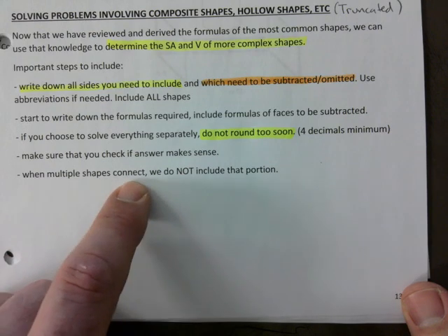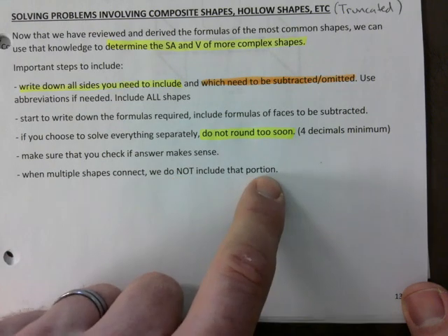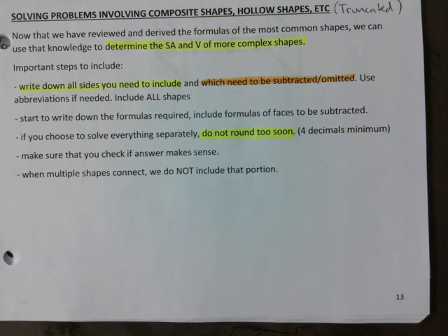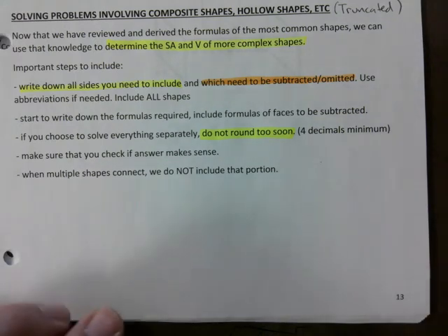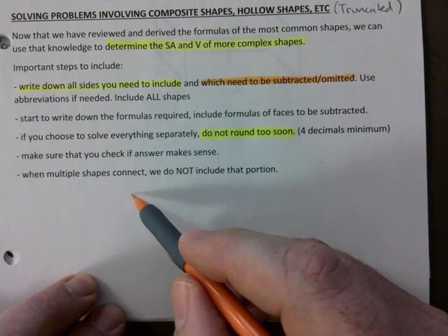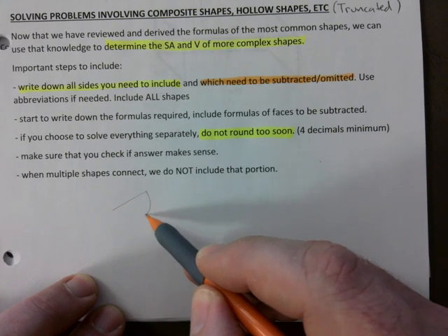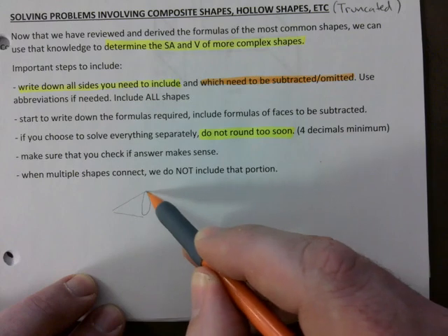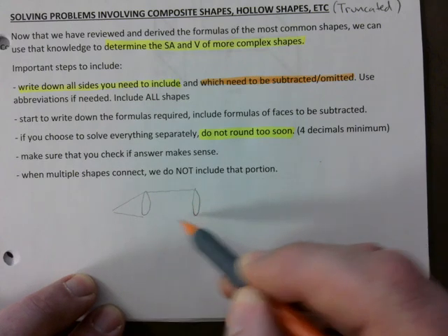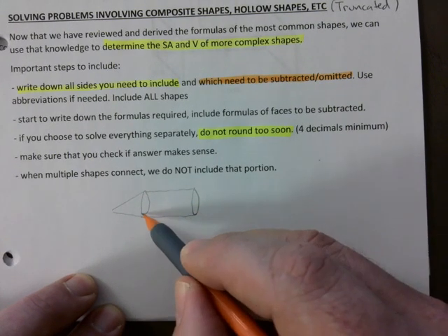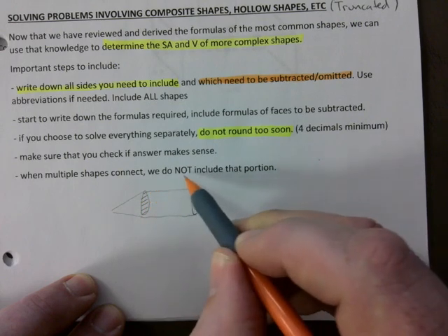When multiple shapes connect, we do not include that portion that overlaps. Okay, so maybe I should give you a little example. Let's do this one. This one is like a cone sideways like that, meeting a cylinder. Right? We would not include this.